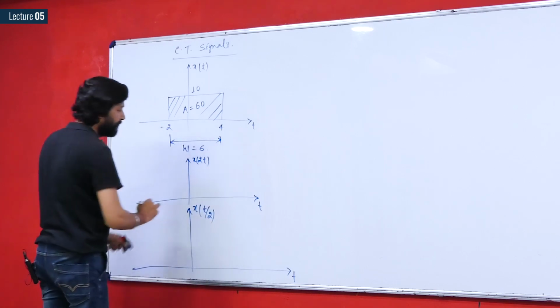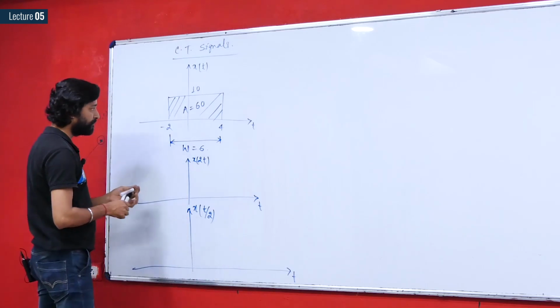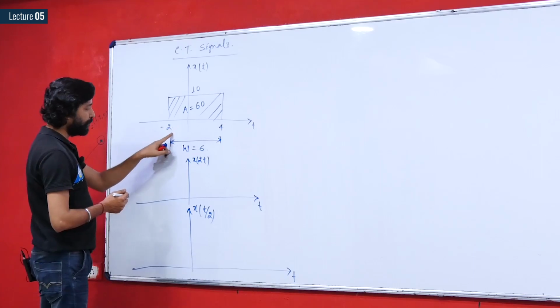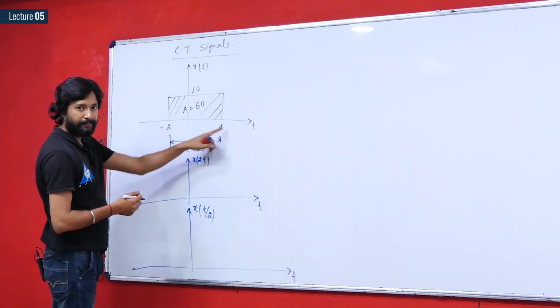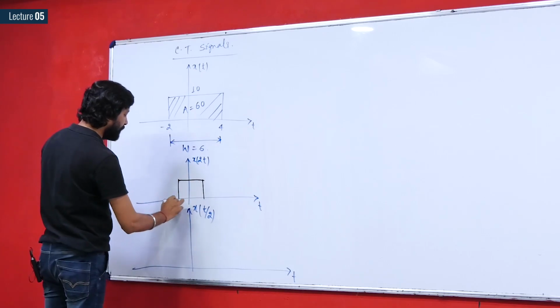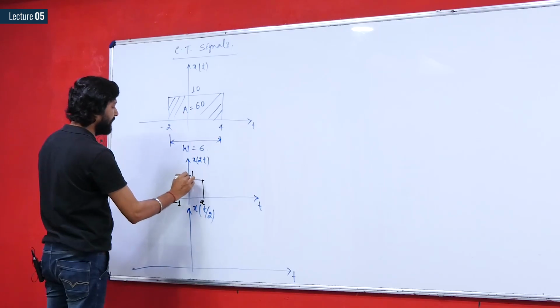So in each case, the scaling factor alpha is 2, therefore you have told that the value will get divided by the scaling factor 2, that is 2 by 2 is 1 and 4 by 2 is 2. Therefore now this signal will exist from t equals -1 to +2, and the value will remain the same, that is 10.